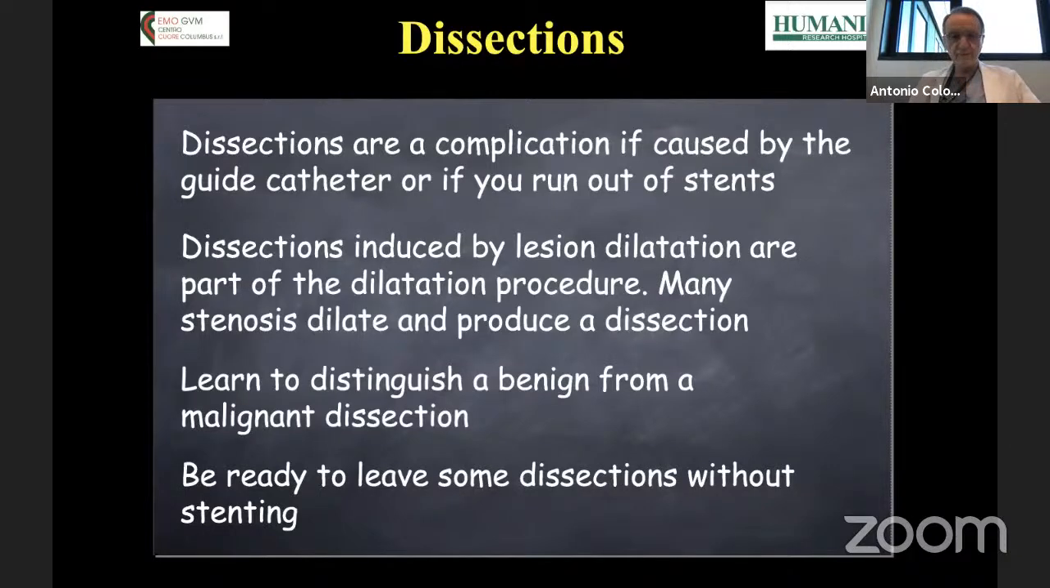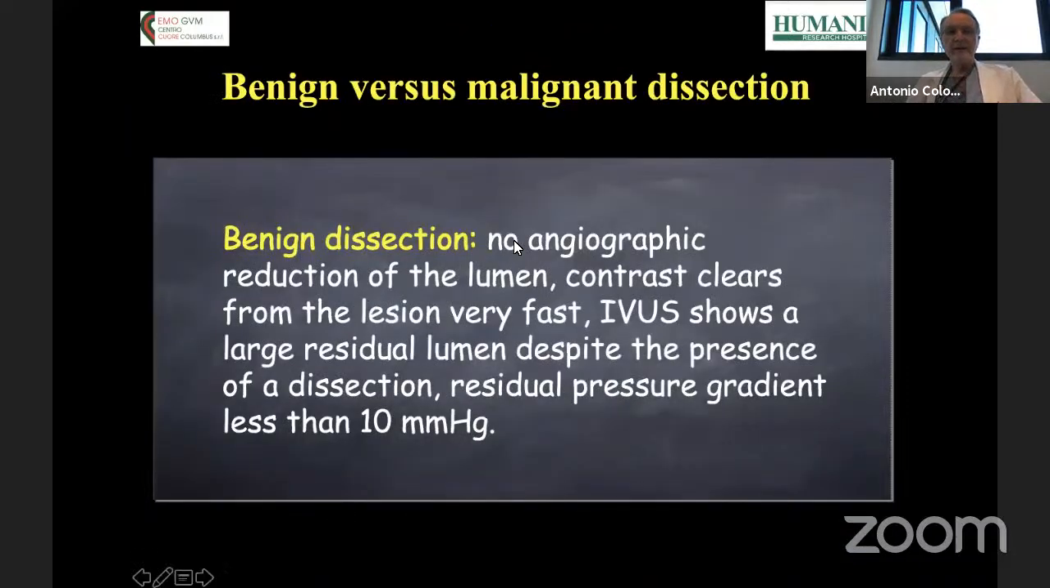I know that this is a sin, but sometimes you should leave some dissection without stenting. Sorry for this statement. Benign dissection: no angiographic reduction of the lumen, contrast clears from the lesion very fast. IVUS shows the larger residual lumen despite the presence of a dissection. Residual pressure gradient less than 10. Most of the people would not believe.